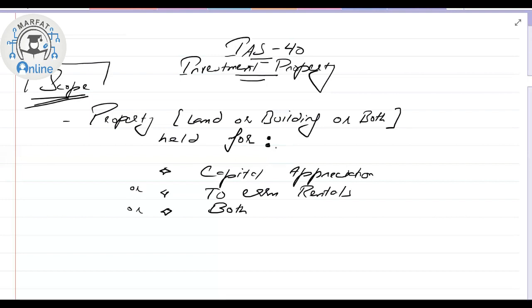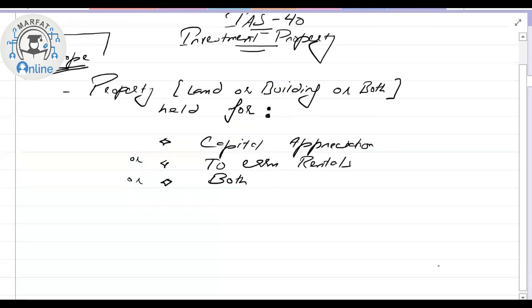So again, I'm going to repeat it. If rentals is the business of the entity, then those properties will be covered under IAS-16. If they have given the building on rent and it's a surplus property, and their business is not rentals, then it will be classified in IAS-40. So IAS-40 investment property: land or building or both, held for capital appreciation or to earn rentals or both. So this will be classified under IAS-40. Now there's one more thing.